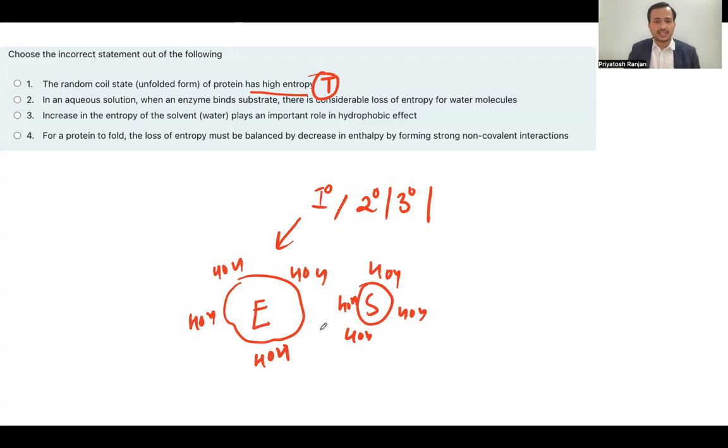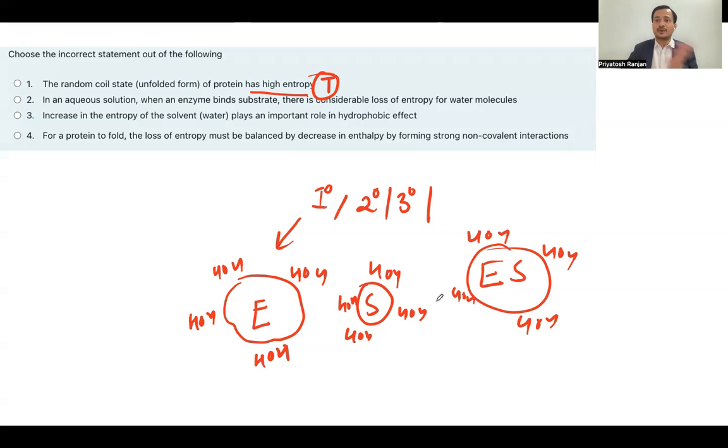The point which I'm trying to make here is that these hydration cells will get broken down and the enzyme and substrate will form a complex. And by doing so, what is happening? The number of water molecules which were initially surrounding the enzyme and substrate individually are going to be less in number because some of these water molecules will be free. And when I'm saying the water molecules will be free, what do you think the entropy is going to be? Entropy is the measure of disorder or randomness. So the entropy of water molecules will increase.